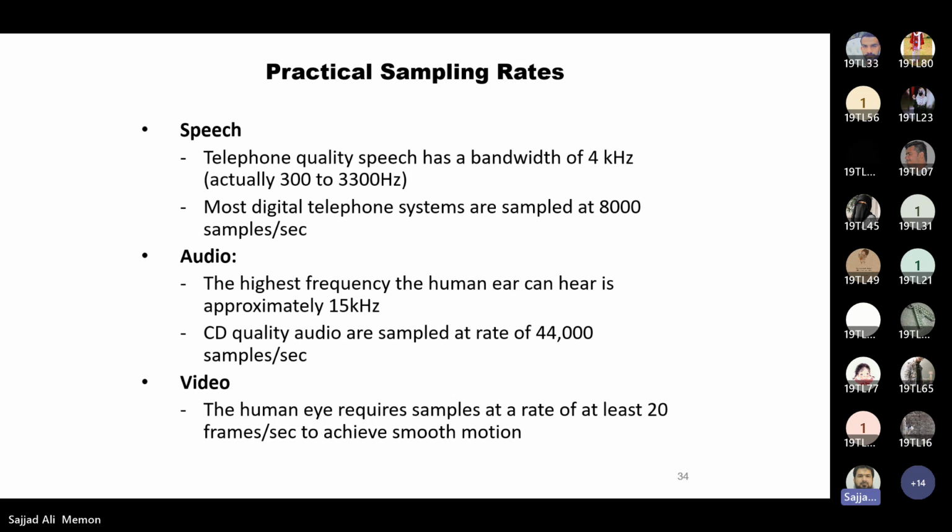Telephone quality speech has a bandwidth of 4 kilohertz. Most digital telephone systems are sampled at 8 kilohertz, 8 kilosamples per second. The highest frequency the human ear can hear is approximately 15 kilohertz. CD quality audio is sampled at a rate of 44,000 samples per second. For video, the human eye requires samples at a rate of at least 20 frames per second to achieve smooth motion. So these are some rates that should be applied in daily life.